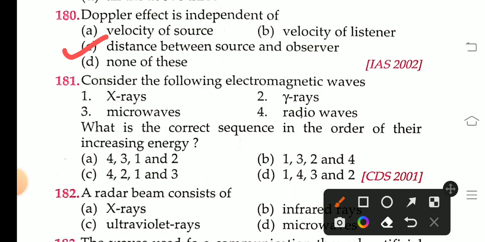Next, consider the following electromagnetic waves: 1 X-rays, 2 gamma rays, 3 microwaves, 4 radio waves. What is the correct sequence in the order of their increasing energy? Right answer will be option A. Radio waves, microwaves, X-rays and gamma rays.